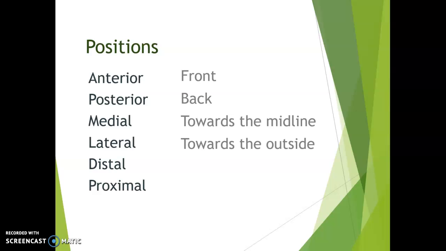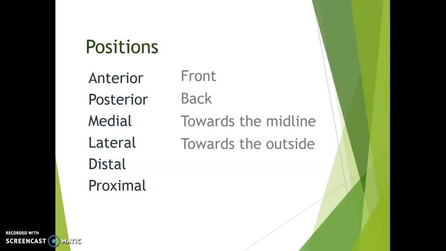Whereas lateral is the opposite and it means toward the outside. So when I'm explaining these two terms, I could say that my heart is more medial than my elbow. And that's because my heart is closer to that invisible line in the middle of my body than my elbow is. And then oppositely, I could say my elbow is more lateral than my heart because it's closer to the outside of my body.